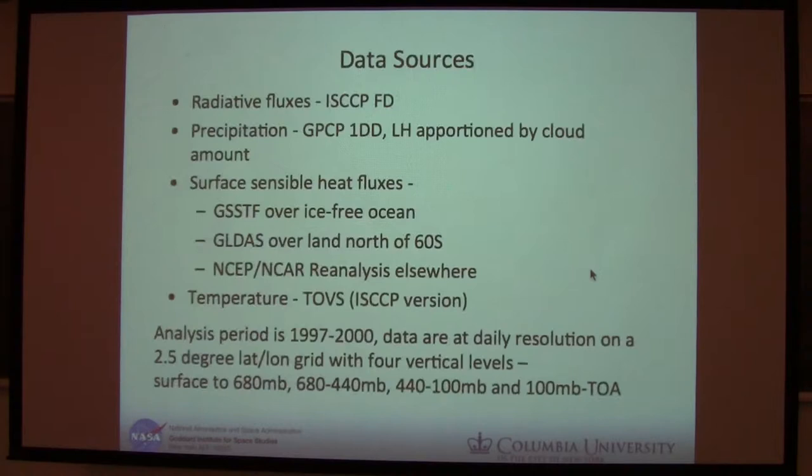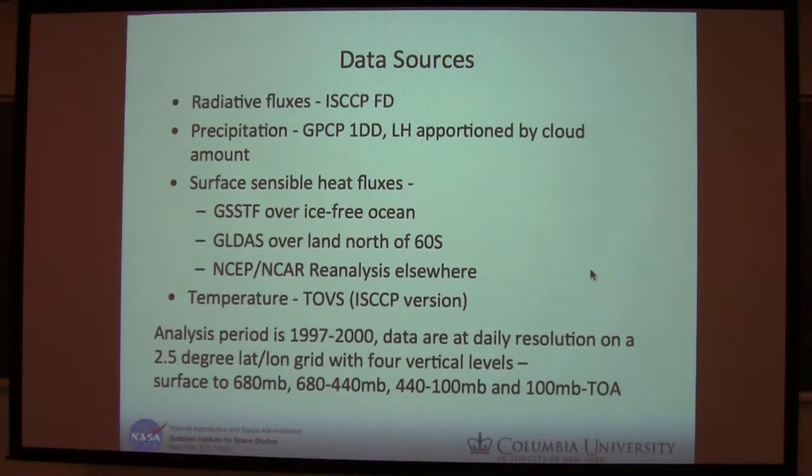So what data did we use to compute our GZ and GE? I'll go through this quickly, and if you have more questions, please feel free to ask me. We used radiative fluxes from the ISCCP-FD dataset. ISCCP-FD produces longwave and shortwave radiative fluxes, which are derived from inputting observations of atmospheric constituents, temperature, and surface properties into the NASA GISS radiative transfer code. They're available at the surface, 680 millibars, 440 millibars, 100 millibars, and above. So that was what determined our four levels for our analysis.